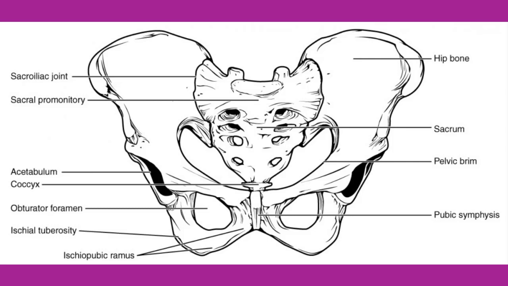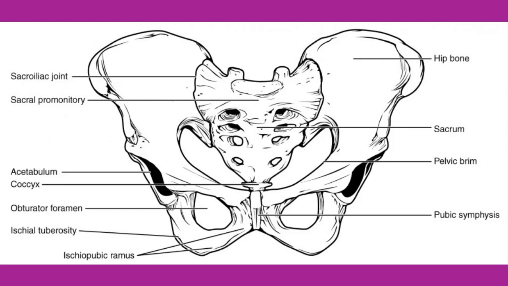So when standing in the anatomical position, the pelvis is tilted anteriorly. In this position, the anterior superior iliac spines and the pubic tubercles lie in the same vertical plane, and the anterior or internal surface of the sacrum faces forward and downward.